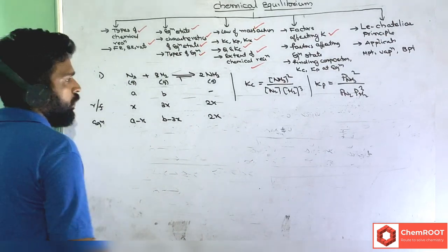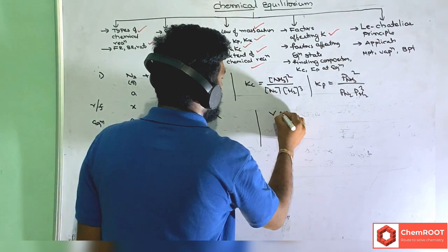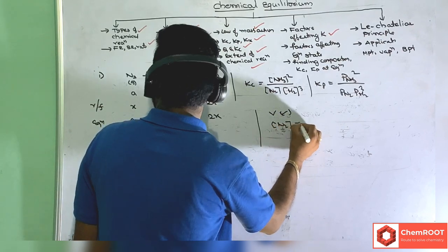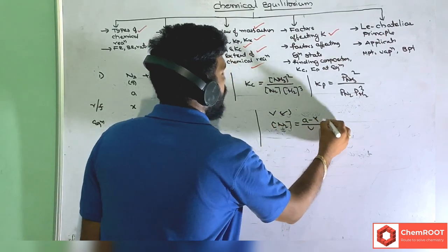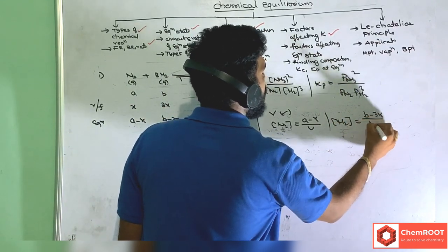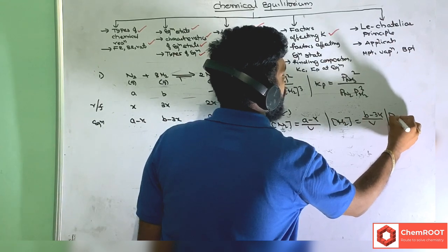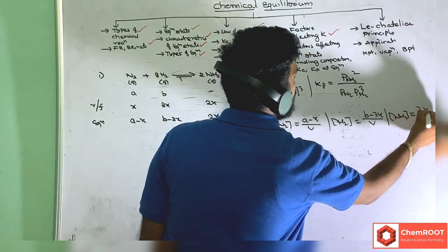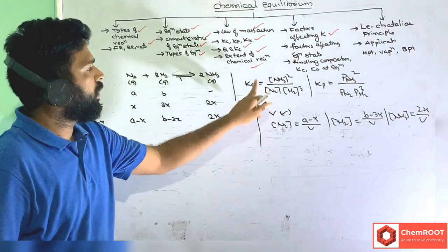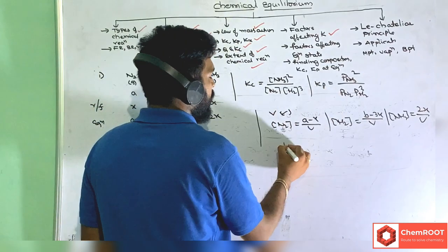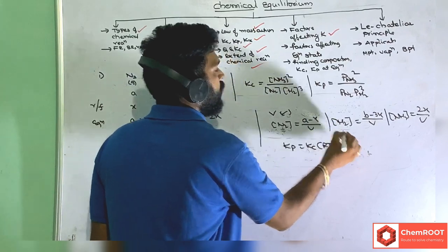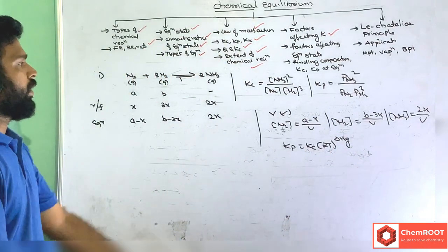Suppose you know the values. Then we can find the concentrations: the concentration of N2 is A minus X by V, the concentration of H2 is B minus 3X by V, and the concentration of NH3 is 2X by V. Once we know the concentrations, we can substitute in the Kc expression and find Kc. If you still want to find Kp, you can use Kp equals Kc into RT power delta Ng. Now we have the Kc and Kp expressions.